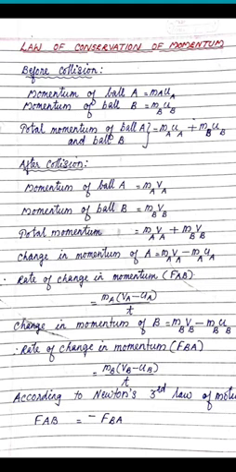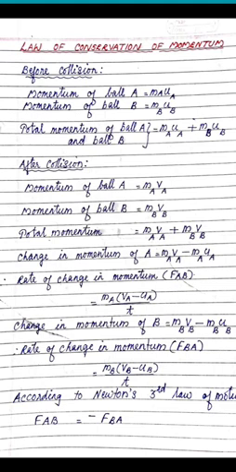Now let us find out the total momentum after collision. After collision, momentum of ball A is MA VA, because after collision only the velocity changes, mass remains the same. That's why MA VA. Then momentum of ball B is MB VB. So total momentum of A and B is equal to MA VA plus MB VB. Is that clear? Now we have the total momentum of balls A and B before collision and total momentum after collision.